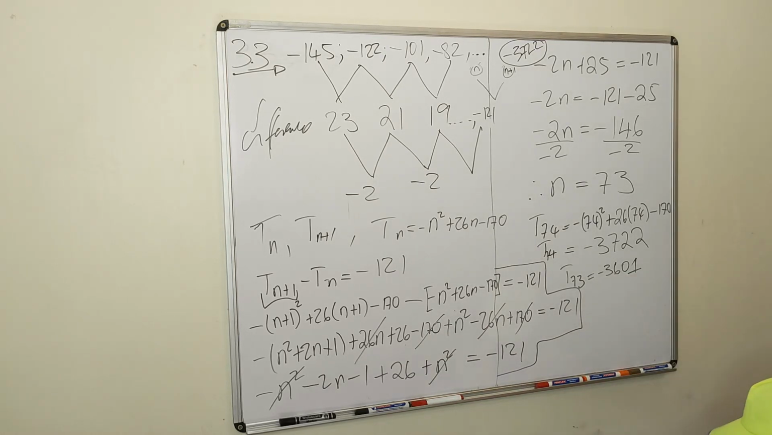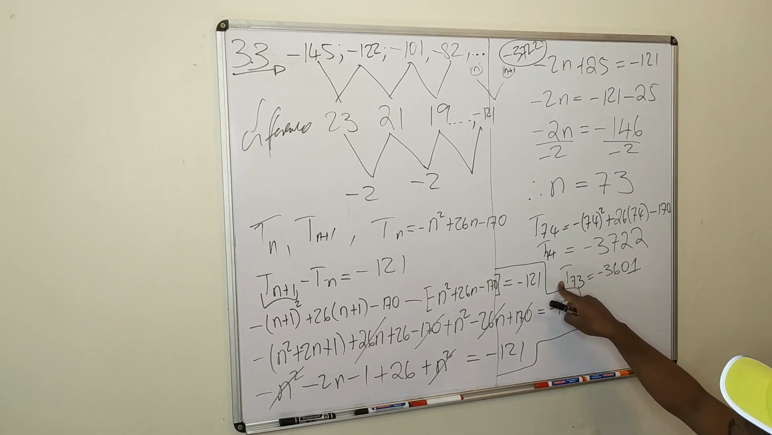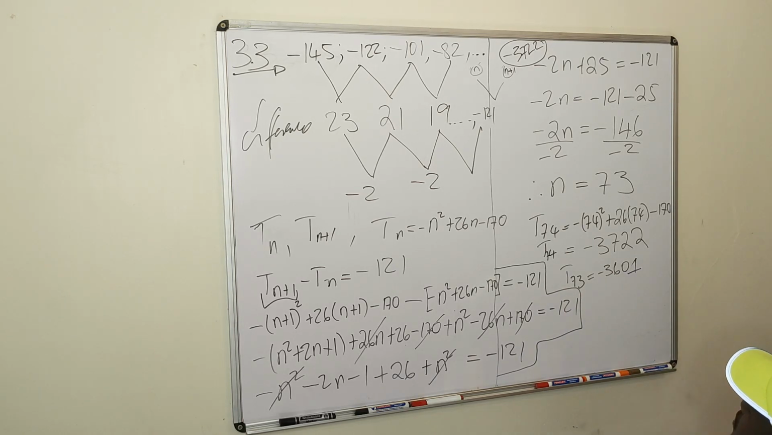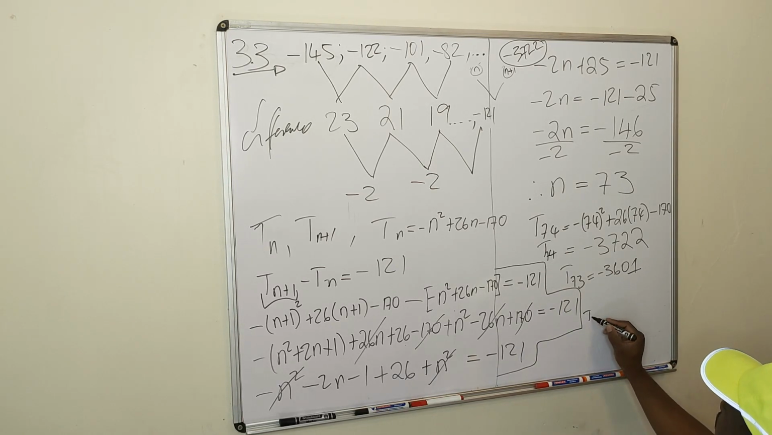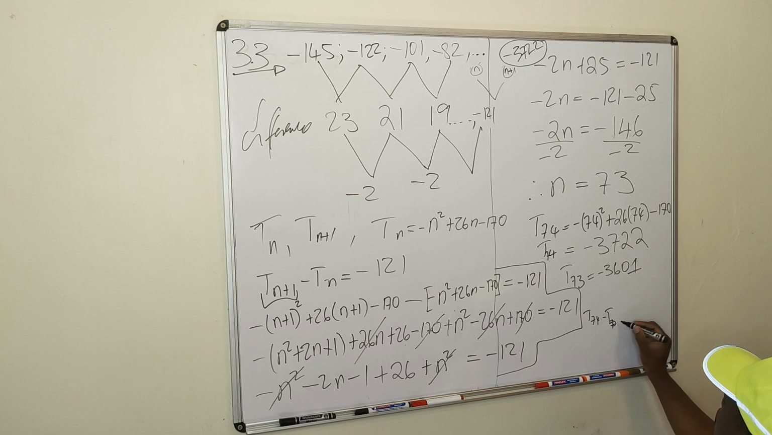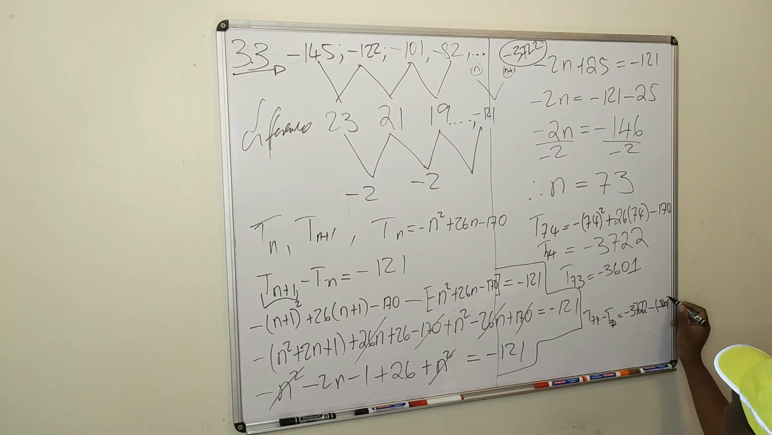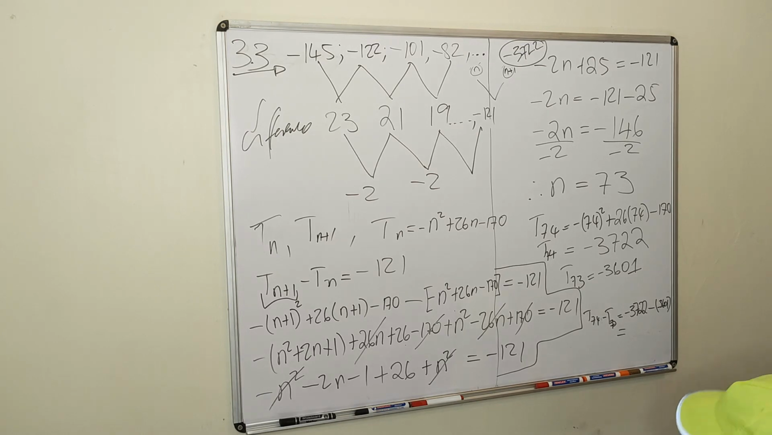So that means you'll get the difference of minus 121 between term 73 and term 74. So let's find this difference here, just to check. So let's say T74 minus T73. So it's going to be minus 3722 minus 3601, which is equal to negative 3722 minus negative 3601. So it's minus 121.